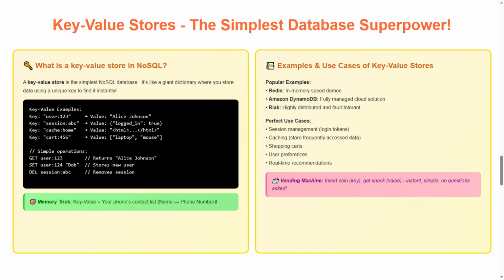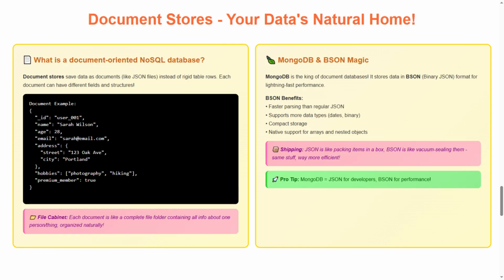Vending machine. Insert coin as key, get snack as value. Instant, simple, no questions asked. Welcome to your data's natural home with document stores. What is a document-oriented NoSQL database? Document stores save data as documents like JSON files instead of rigid table rows. Each document can have different fields and structures.